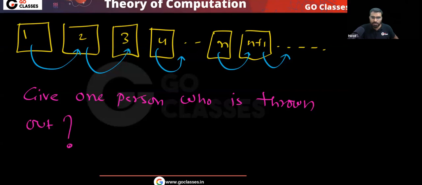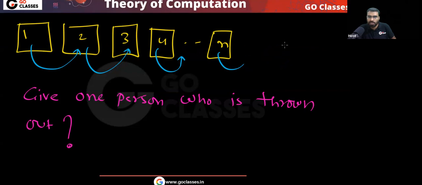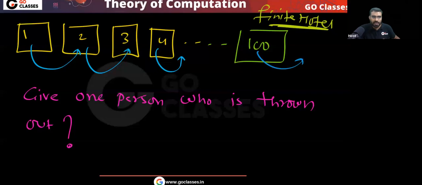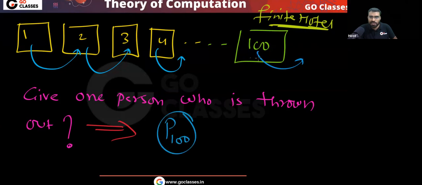See, the same thing, if I ask you in a finite hotel. Let's assume you have a finite hotel. In a finite hotel, if I do the same thing, tell me which person will be thrown out. In a finite hotel, if I do the same thing, one person will be thrown out. Yes or no? I can say this person number 3, this person P100, will be thrown out.